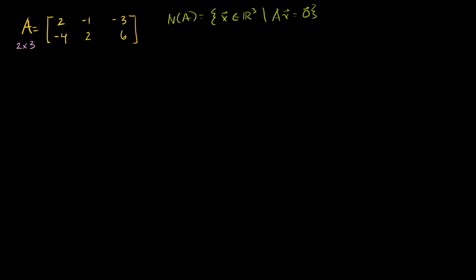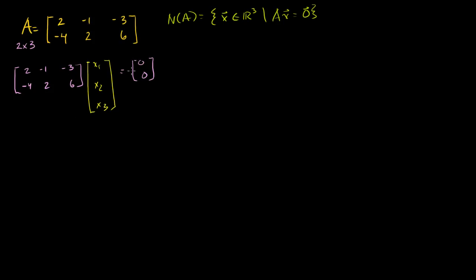So we could just set this up. We just need to figure out all of the x's that satisfy this in R3. So we take our matrix A, 2, minus 1, minus 3, minus 4, 2, 6. Multiply it times some arbitrary vector in R3, x1, x2, x3, and set it equal to the 0 vector. It's going to be the 0 vector in R2 because we have 2 rows here. You multiply a 2 by 3 matrix times a vector in R3, and you're going to get a 2 by 1 vector.